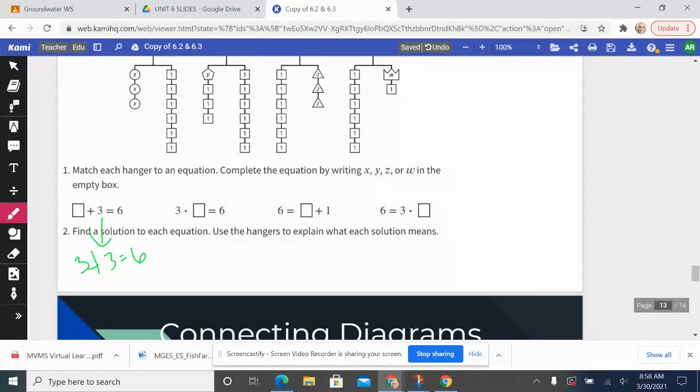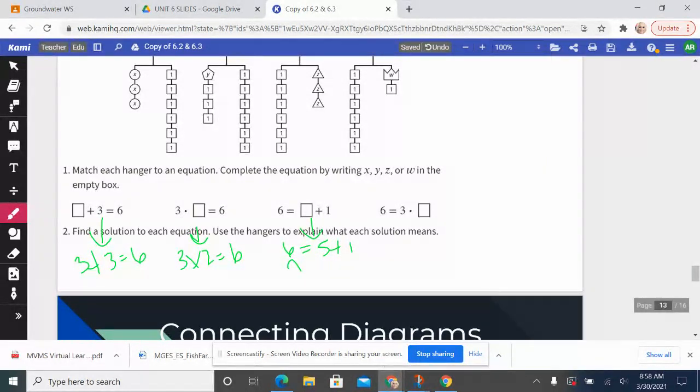Okay. And then the next one, 3 times something makes 6. Well, you know that. 3 times 2 makes 6. So that matches that one. Okay. Now something plus 1 makes 6. Well, you know that's 5. So I'll write it like this. 6 equals 5 plus 1. That would be that equation.